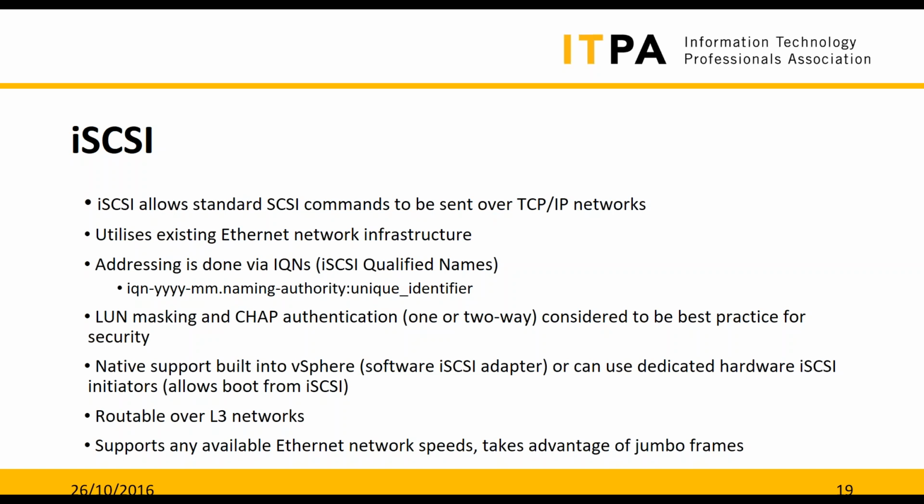iSCSI supports any available Ethernet network speed and also takes advantage of jumbo frames. It is theoretically possible to use jumbo frames on Fibre Channel. I haven't seen it in use yet, but I'm sure it's out there. Whereas for iSCSI, jumbo frames are almost universally recommended. There's some information out there that says it may not make a massive difference, but in general, if your networking gear supports jumbo frames, and your storage provider supports it, then you should configure it in ESXi as well.